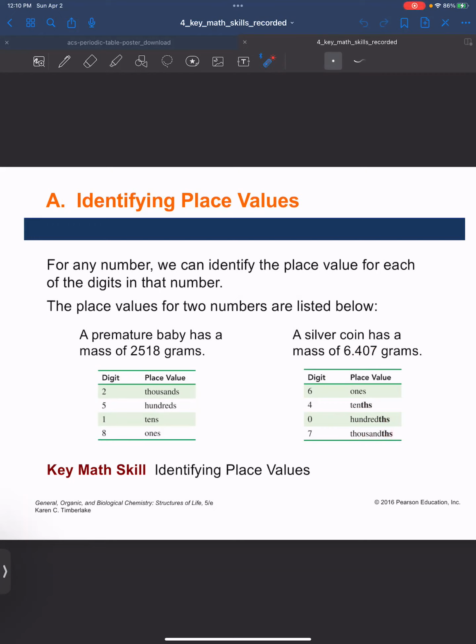So for example, it's important in the laboratory to be able to understand place values because you may be asked to report this mass to the hundredths place. And then when you hear, oh, I need to report it to the hundredths place, you know it's to this digit.